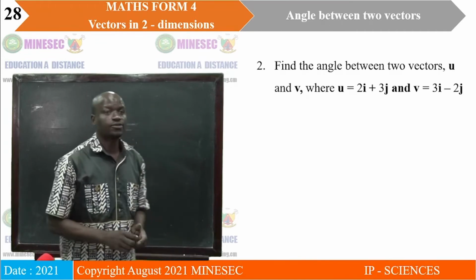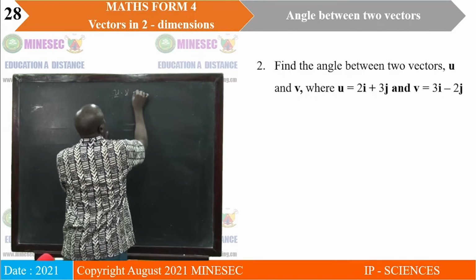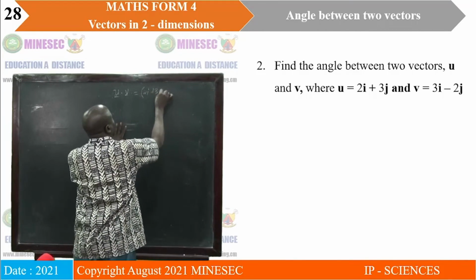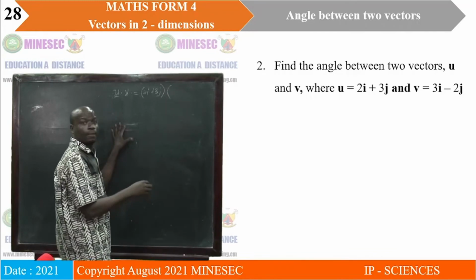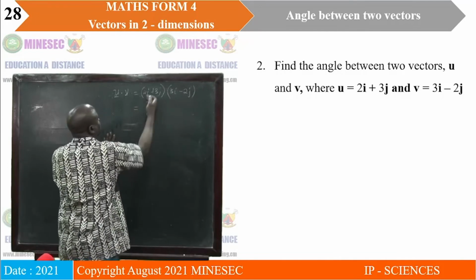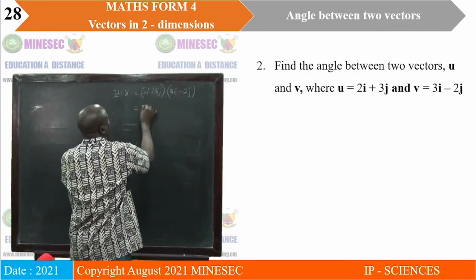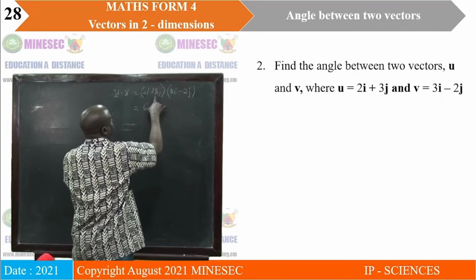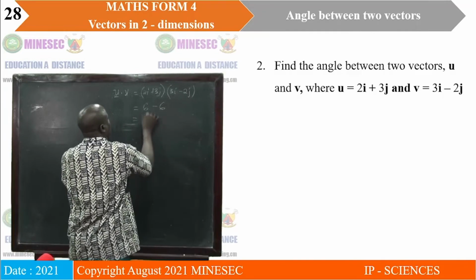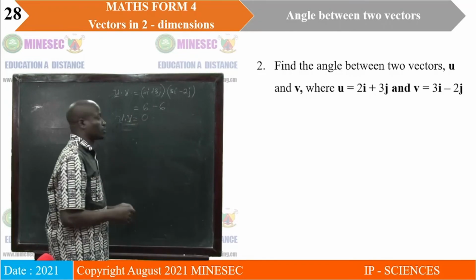So let's find u dot v, which is equal to the vector 2i plus 3j dot 3i minus 2j. If we do the dot product, this times this, that's 2 times 3 gives us 6. Then 3 times negative 2 gives us negative 6. And the final answer will be 0, which means vector u dot vector v is equal to 0.